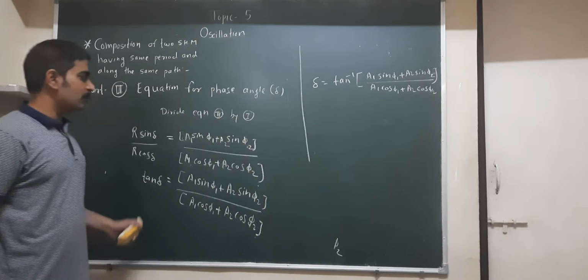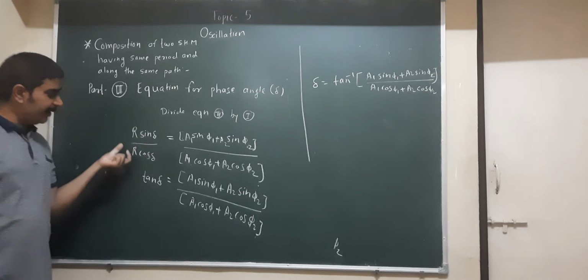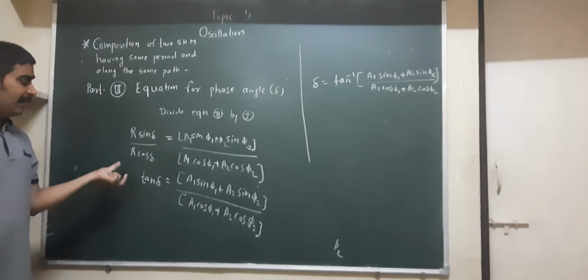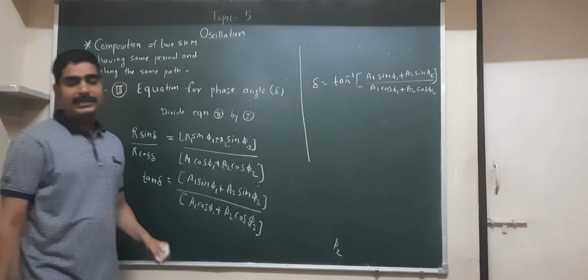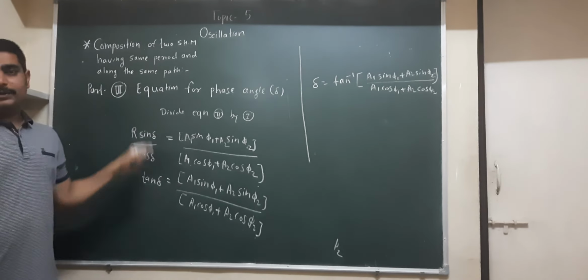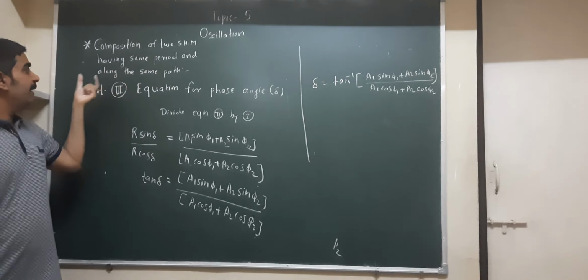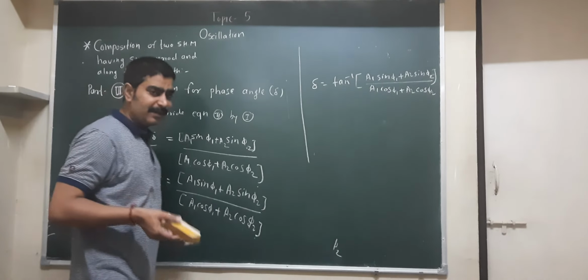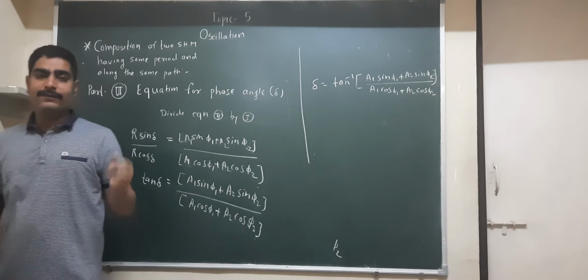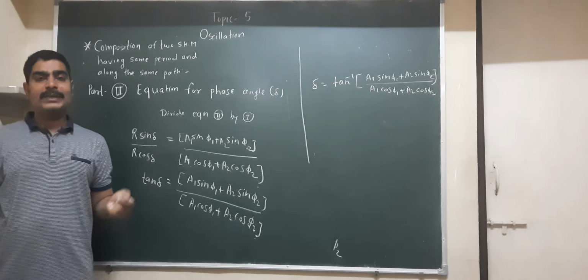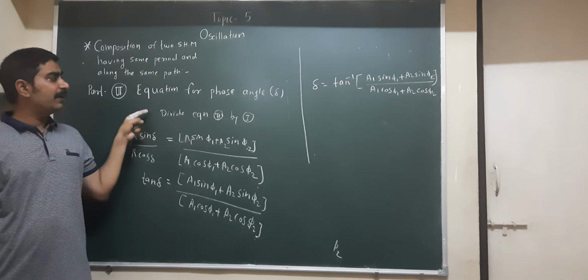So friends, this is the total mathematical part. Here sin and cos we have divided, so the ratio sin by cos is tan theta, and delta is equal to tan inverse of the whole bracket we have taken. So friends, today we have seen one of the important points from this topic, that is the composition of two S.H.M. in the same plane and along the same path by the analytical method. Here we have divided the derivation into three parts. In the first part, we found the composition of the two S.H.M. In the second part, we found the resultant amplitude, and in the third part, we found the equation for phase angle.